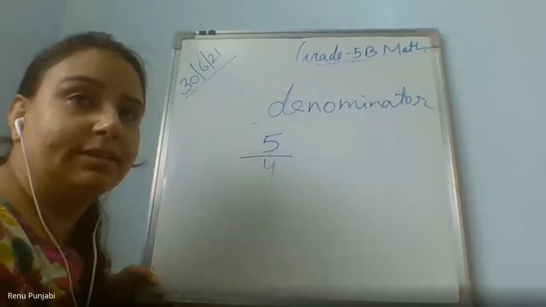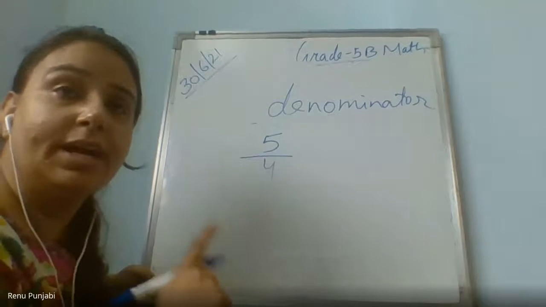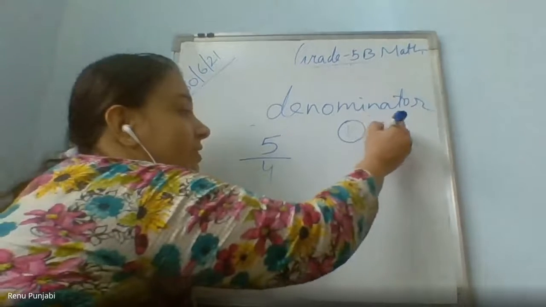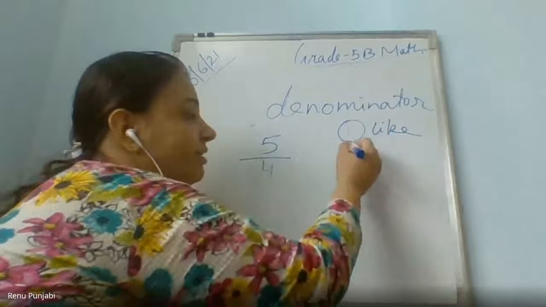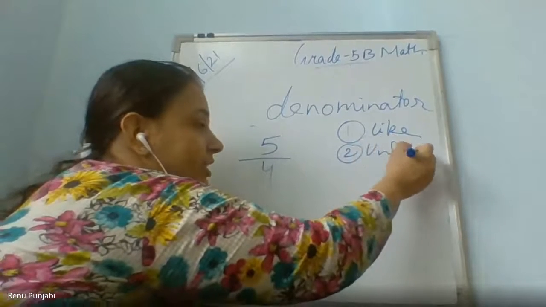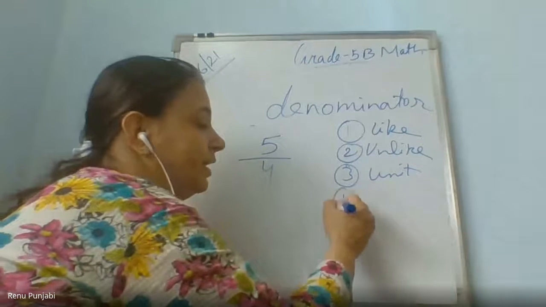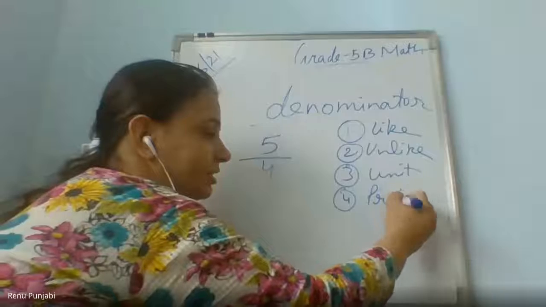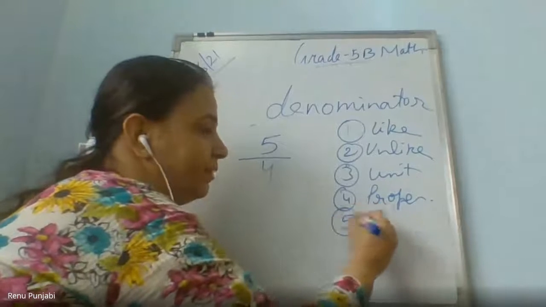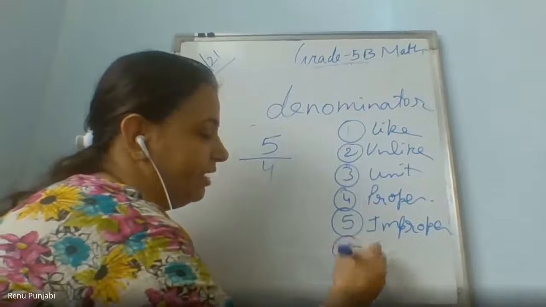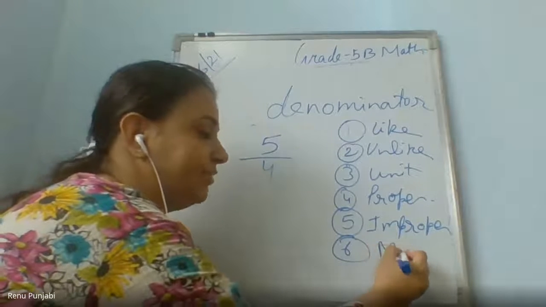Now please look here, how you will understand. First we have learned like fraction, then we have learned unlike fraction, then we have learned unit fraction, then we have learned proper fraction, then we have learned improper fraction. Now we are going to learn mixed fraction.